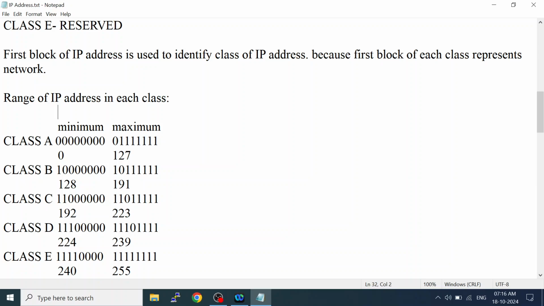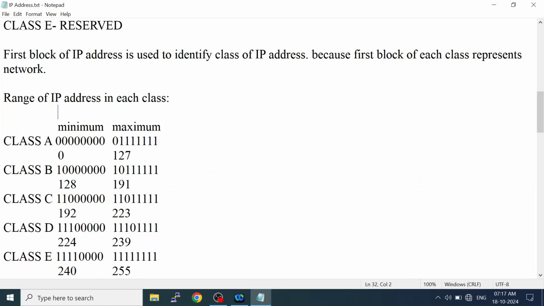Similarly, class B will start from 128, because where the previous range ends, the next starts after that. So 128 in binary is written like this. As per the rule, for class B the second bit must be 0. You can see here the second bit is 0. To get the maximum value, we again put the remaining bits as 1. When we convert it, we get 191.